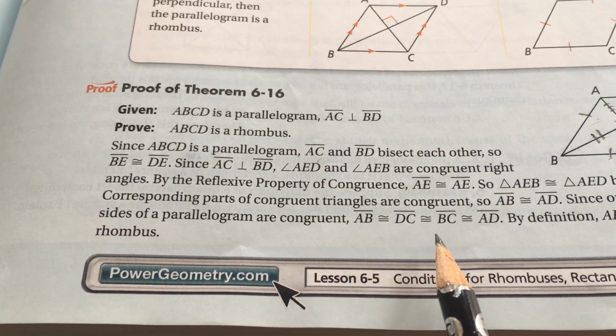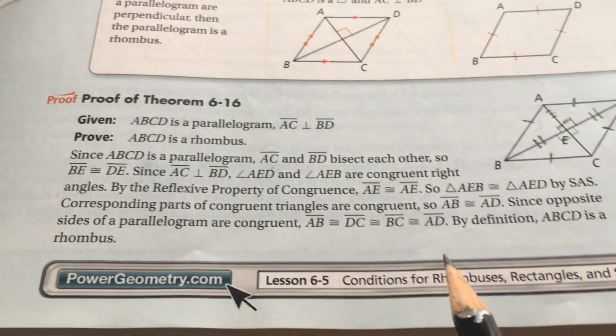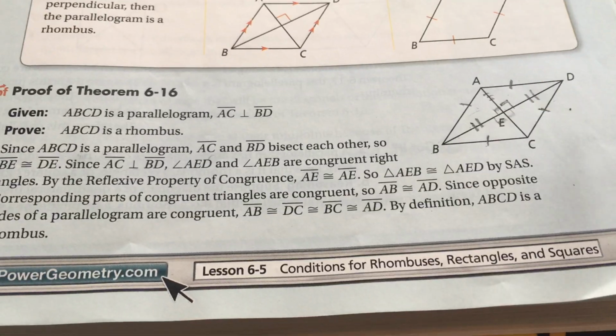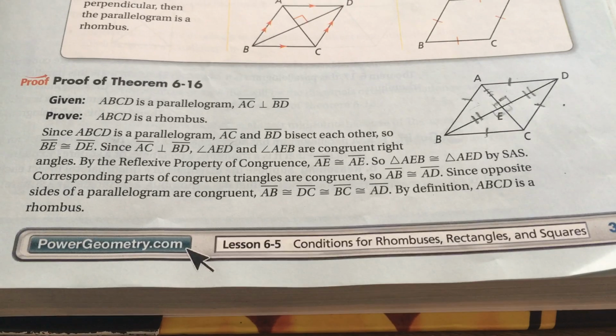AB is congruent to DC, congruent to BC, congruent to AD. So by definition, ABCD is a rhombus. Okay, two more theorems.